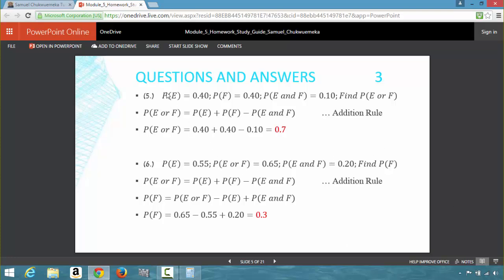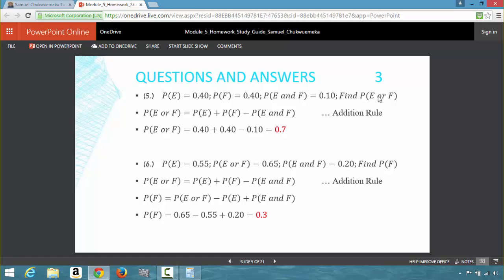Okay, so we have the probability of event E, which is 0.40, probability of event F, 0.40, probability of events E and F. This is like intersection. The and is like the intersection. It will also be good if you view videos on sets. That would also be good because they are related. Sets and probability are related. So probability of E intersect F gives you 0.10.